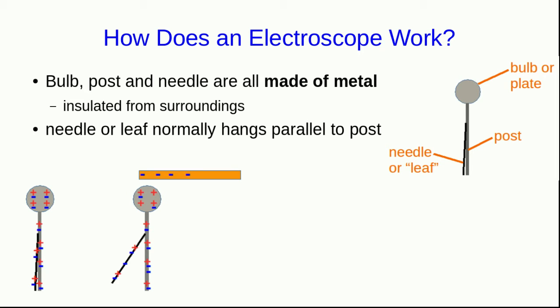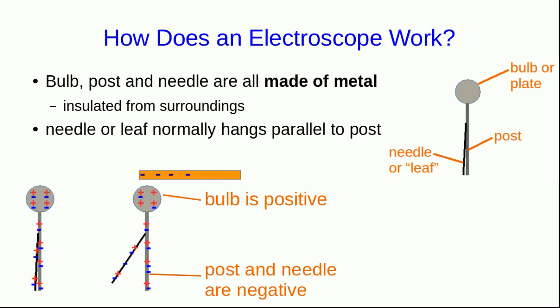But when we place a negative charge, like the plastic rod that I just demonstrated with, near the bulb of the electroscope, because the electroscope is metal, the electrons in it are mobile, and so the electrons are pushed downward in the electroscope. This leaves the bulb positive, and the post and needle are now negative. And because the post and needle are both negative, they repel each other, and so the needle stands out from the post.